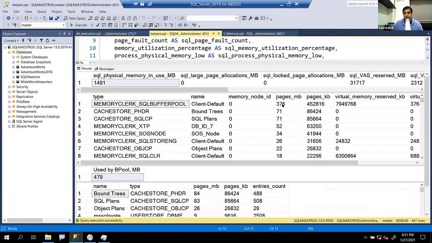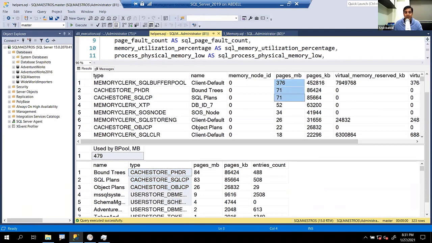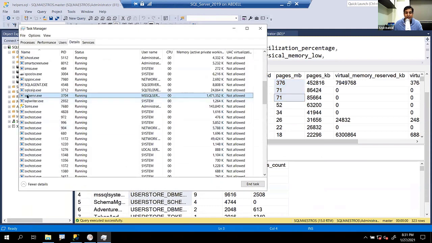And look at the clerks, 376, 71. This is what the clerk status was before the execution. Same with the cache stores. They all remain the same, and the clerks. Now, if you go and look into the task bar there, SQL Server EXE, it is about 1471. So task manager shows up the direct Windows allocation.